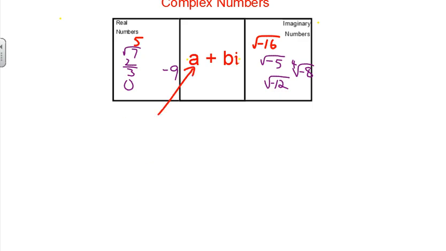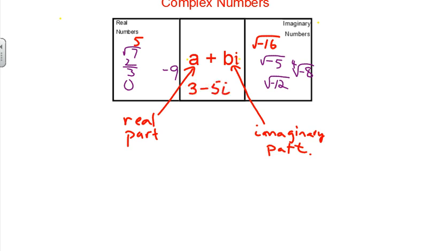And we call those complex numbers in the form a plus bi, where we say that a is the real component or the real part, and bi is my imaginary component or part. So if I have a number like 3 minus 5i, this is a complex number with a real component of 3 and an imaginary component of negative 5i. Altogether, we call a plus bi the standard form of a complex number.